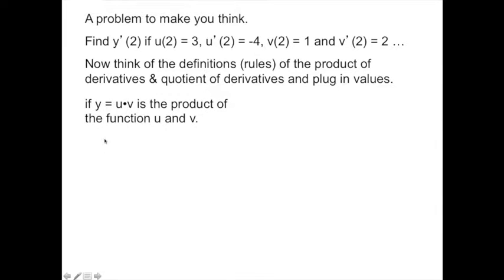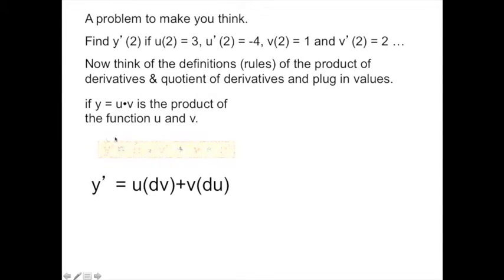So let's think about it in this way. If y is a product of the functions of u and v, so we're looking at using the product rule here, then what's the derivative of y? So we know that the product rule says if we have a product of two functions, we find the derivative by taking the first times the derivative of the second, plus the second times the derivative of the first.